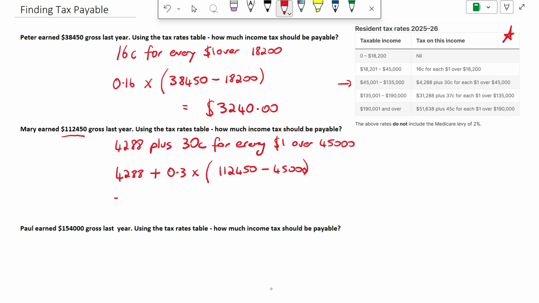Okay, so then we put that into our calculator as we see it, and then you can write down your answer. And you'll find it to be $24,523.